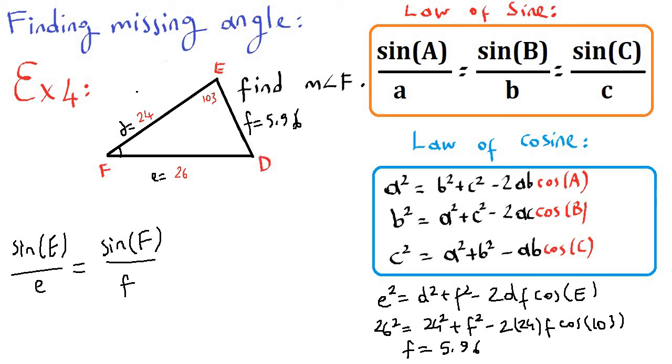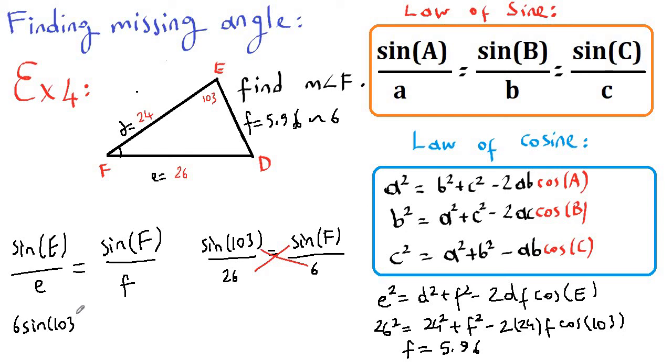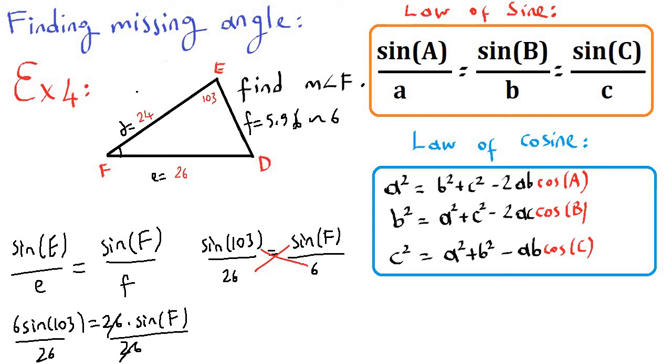Now we can plug F in our formula. So what we have is sine of E, which is sine of 103, over side E, which is 26, is equal to sine F, that's what we are looking for, over 5.96, which is roughly 6. Now we have to do cross multiplication. So 6 times sine of 103 is equal to 26 times sine of F. We divide both sides by 26 and we arcsine on both sides, so the angle becomes free. So arcsine of 6 times sine of 103 divided by 26 is the answer.